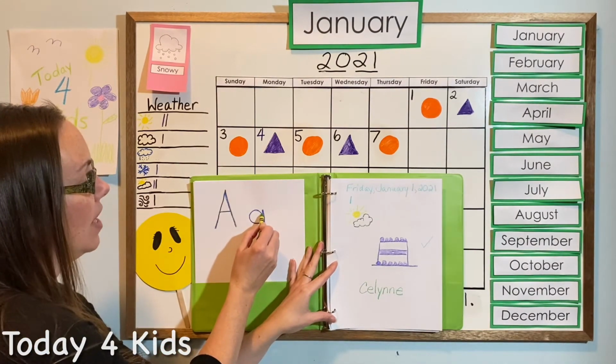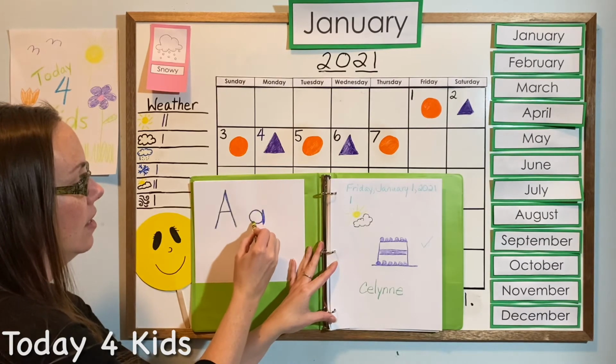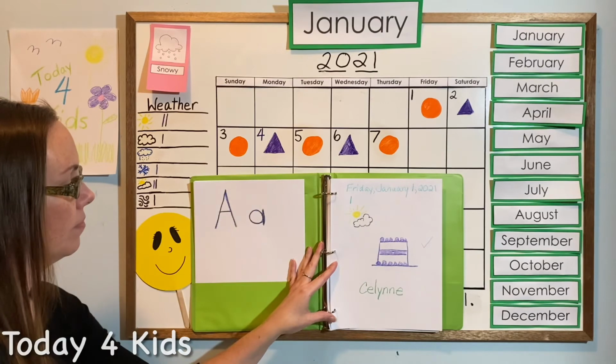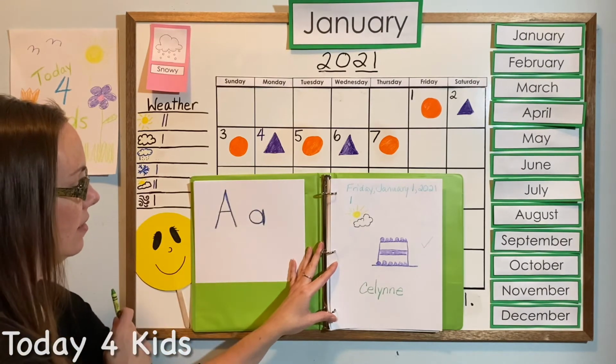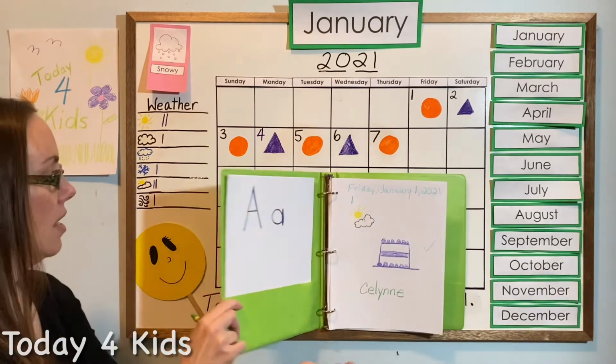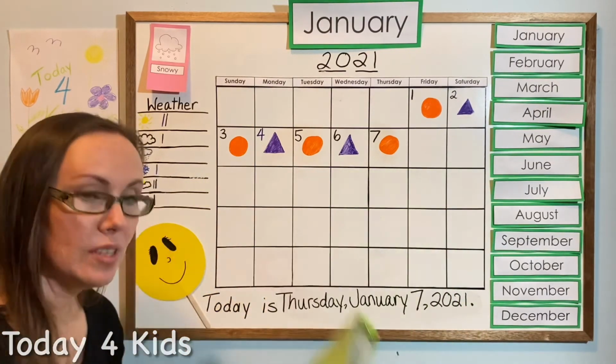And then we have a lowercase a. You go round in a circle and then make a line. Big A, little a, uppercase A, lowercase a. So it's good to practice every day, do some printing.